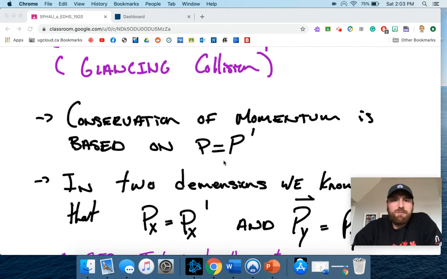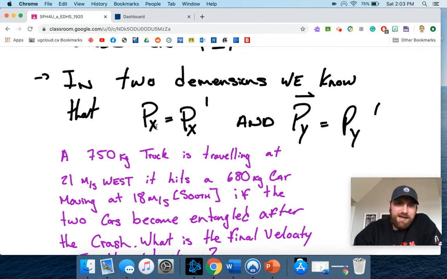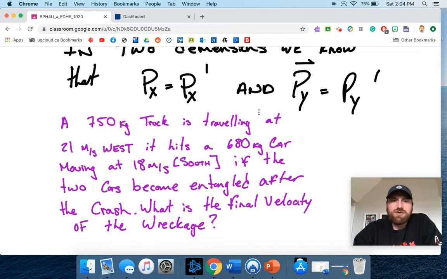Once again, we need to remember that conservation of momentum is based on the momentum before, these should have a little vector above them, so momentum before is equal to the momentum after, or P prime. So in two dimensions, we know that the momentum in the x is equal to the momentum in the x after the collision, and vice versa, momentum in the y is equal to the momentum in the y after. So let's just do a sample problem.